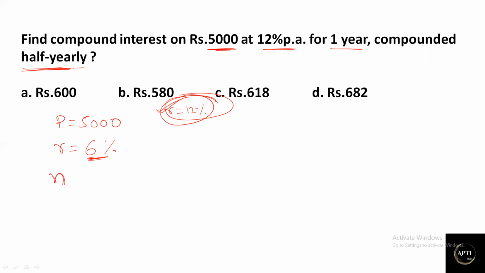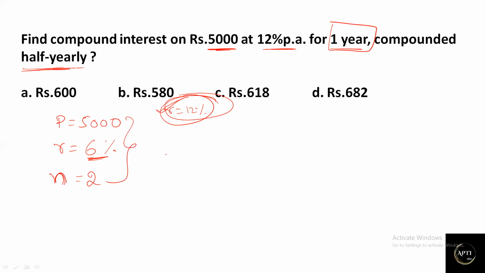Now it's your time to identify the value of N. N means 1 year actually. Can I write N is equal to 1? No, because it is compounded half yearly. Half yearly means 6 months. Now how many 6 months are present in 1 year? Two sets of 6 months are present in 1 year. That's it. Our data is almost clear.